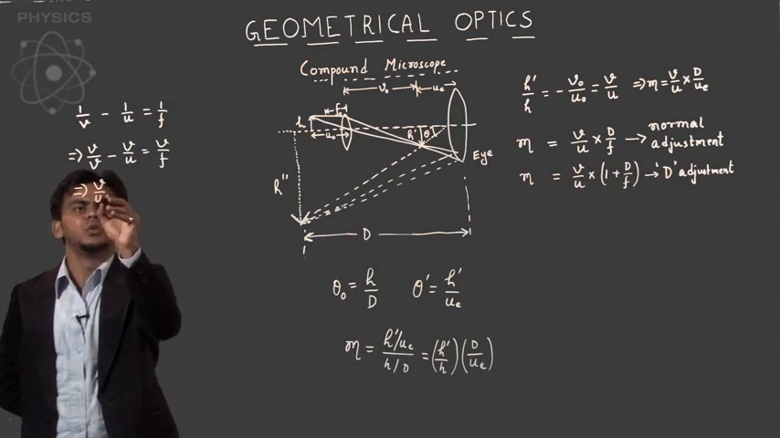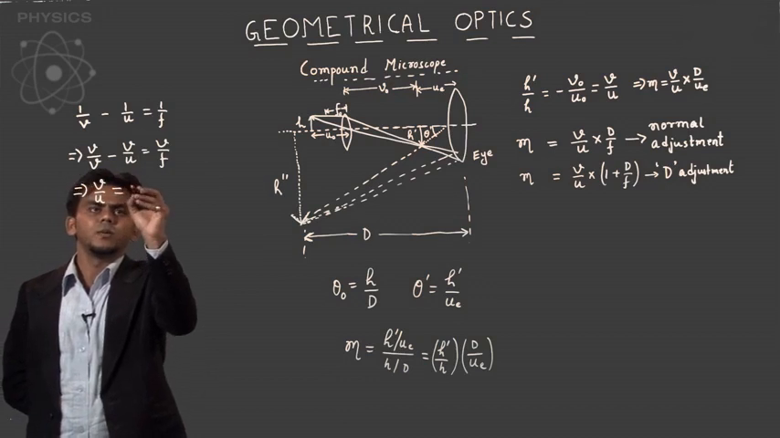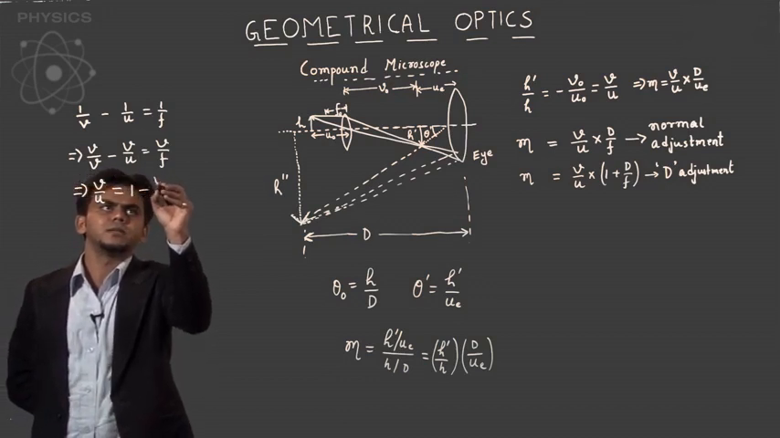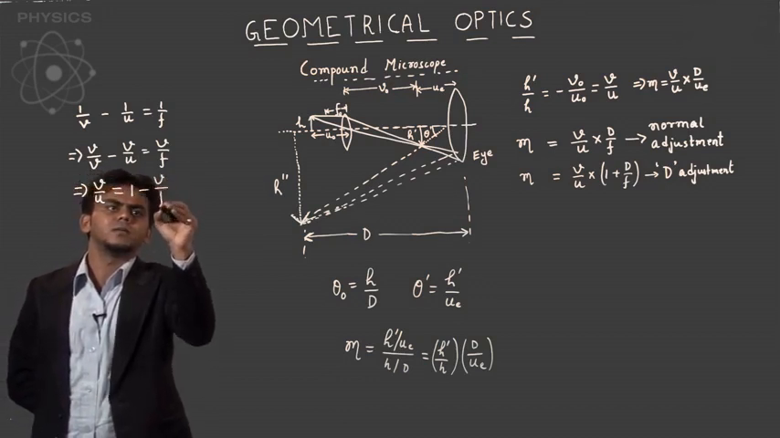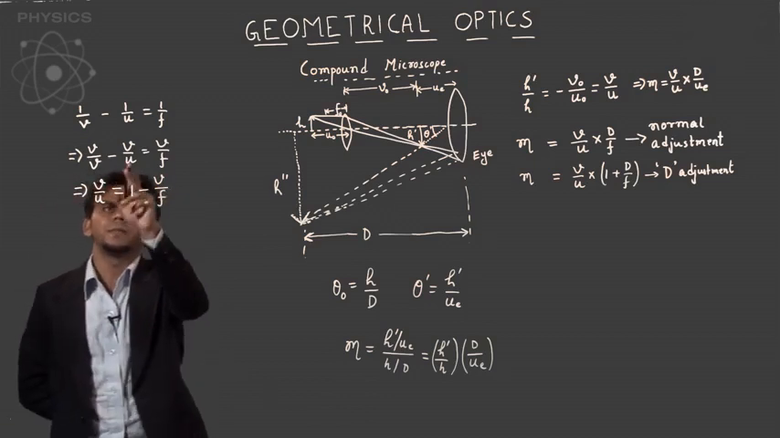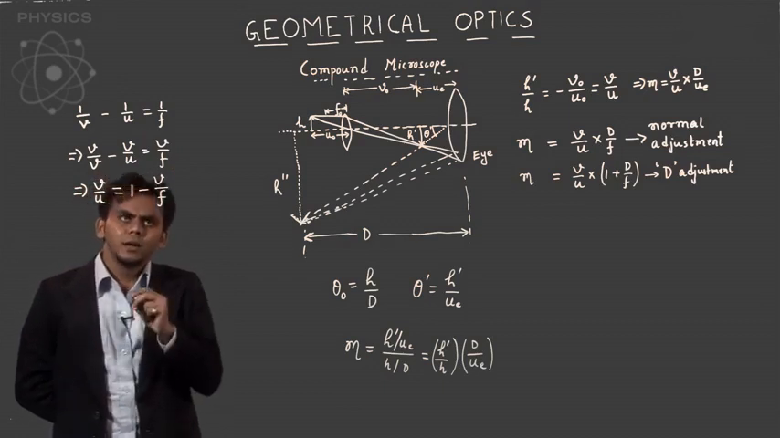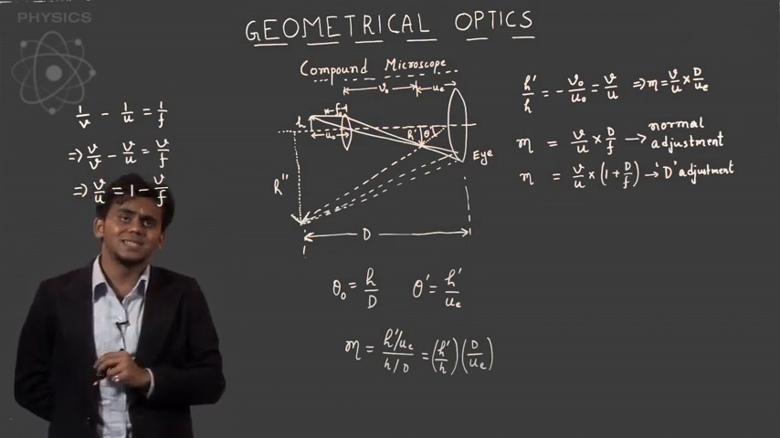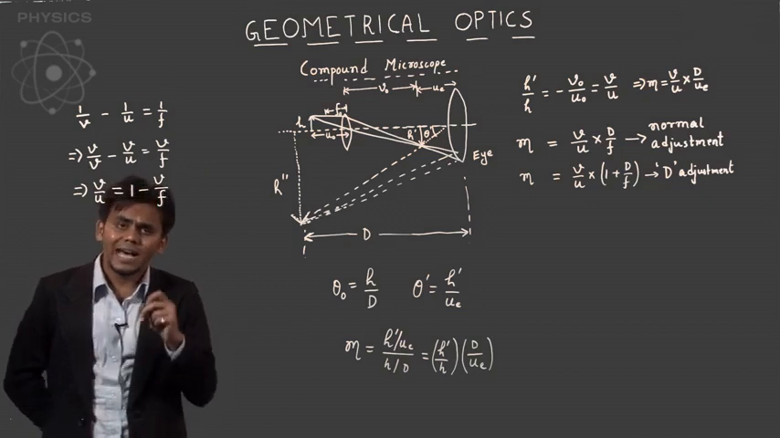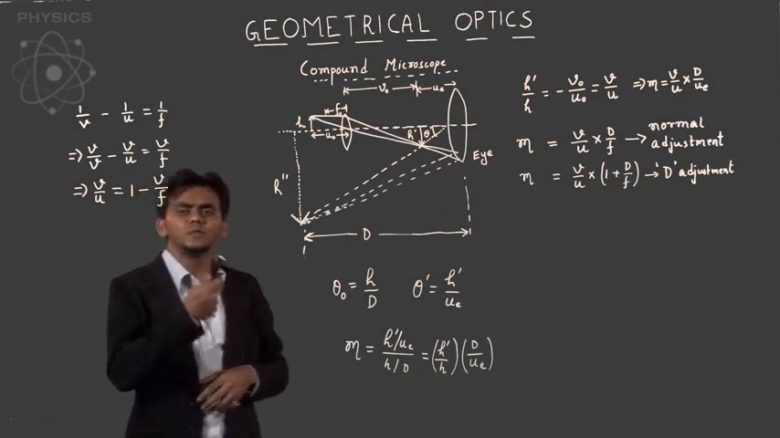V by U, take this thing over here and this thing over here, you'll get 1 minus, this makes sense, V by U, it goes over here, this goes over here, V by V is 1. Now, the main thing starts from here. I know that the focal length of the objective is very small.